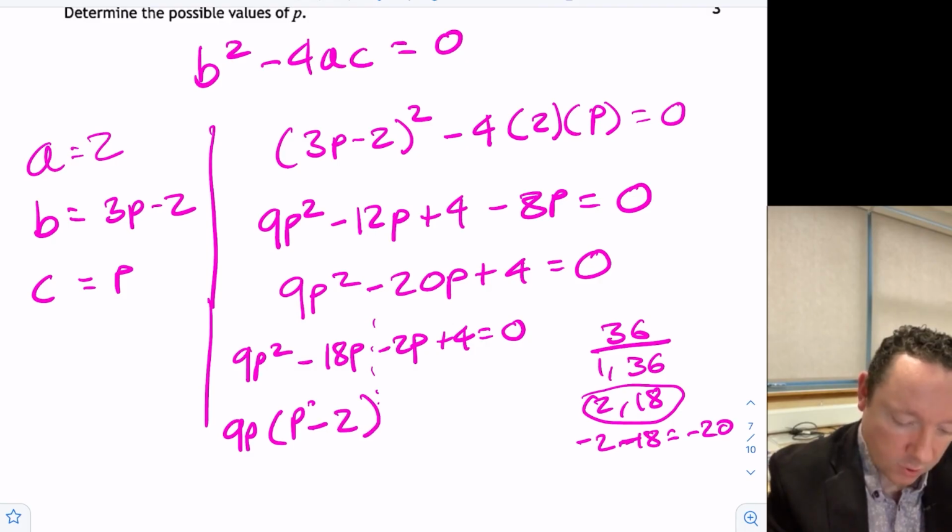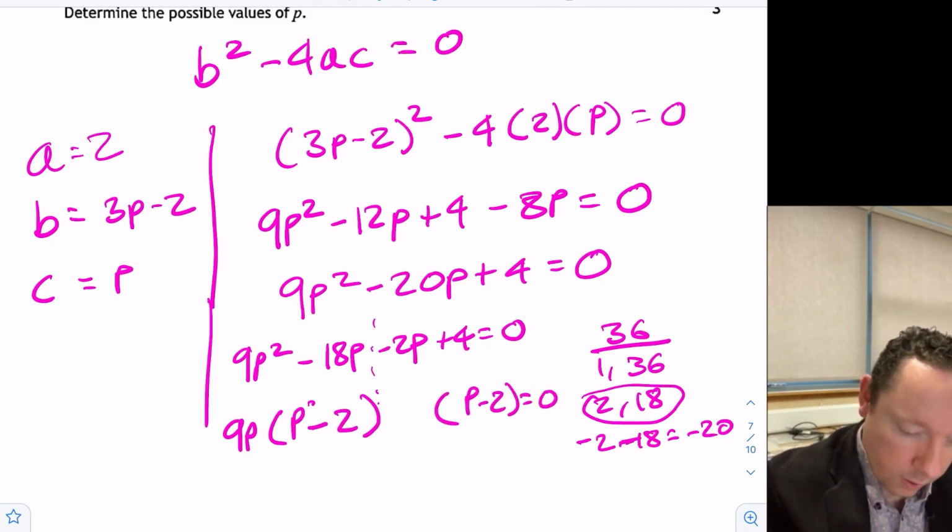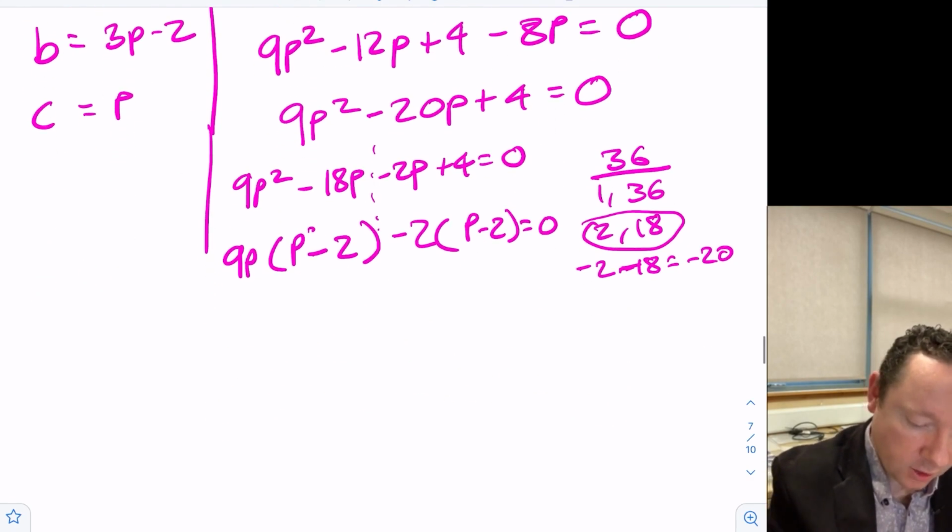And on the other side, I'm still needing p minus 2 because I want the same factor. So times by minus 2 to get minus 2p, and just check minus 2 times minus 2 is plus 4. So then my factorisation is complete.